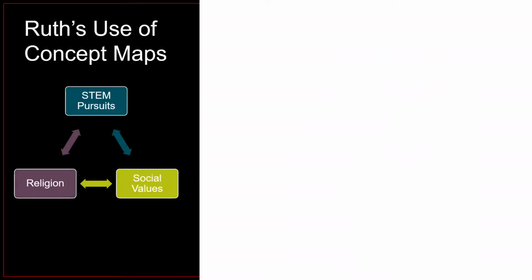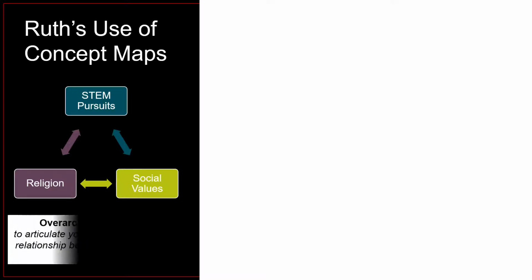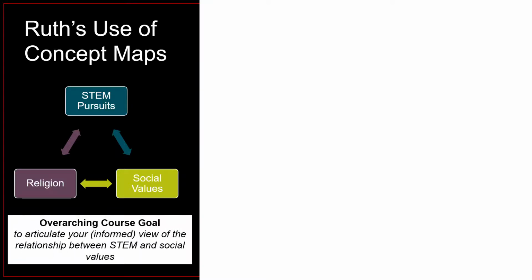To finish up, I'm going to share an example of the use of concept mapping in a course of my own, a philosophy course called Science, Technology, and Values. This course lent itself to representation through a simple triangle with an overarching course goal that students would be able to articulate their view of the relationship between STEM pursuits and social and religious values.